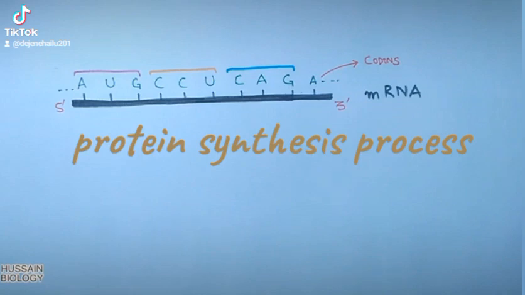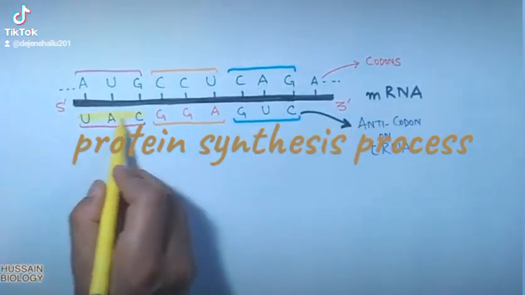Remember, this all is going within the ribosome. For these codons, there are specific tRNA molecules having anticodons for the above codons. For AUG codon, we have UAC anticodon on tRNA. For CCU codon, we have GGA anticodon. And for CAG codon, we have GUC anticodon.